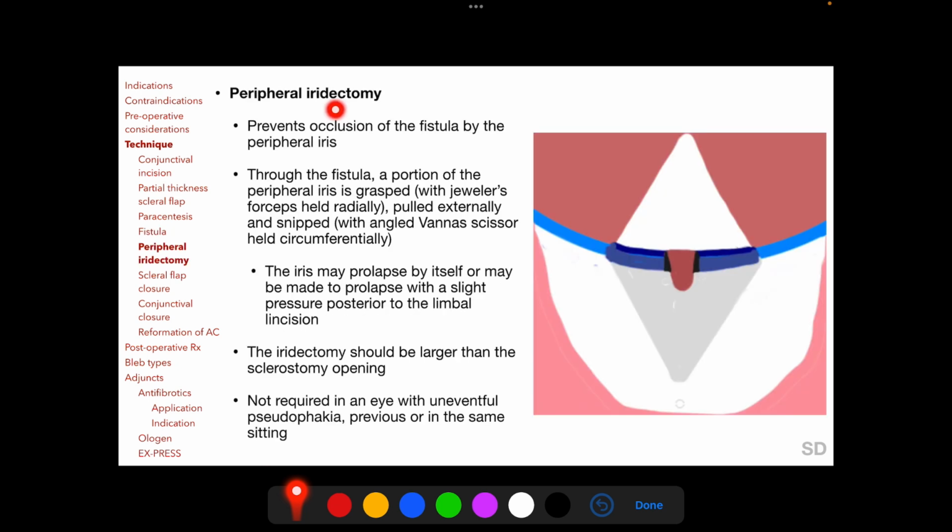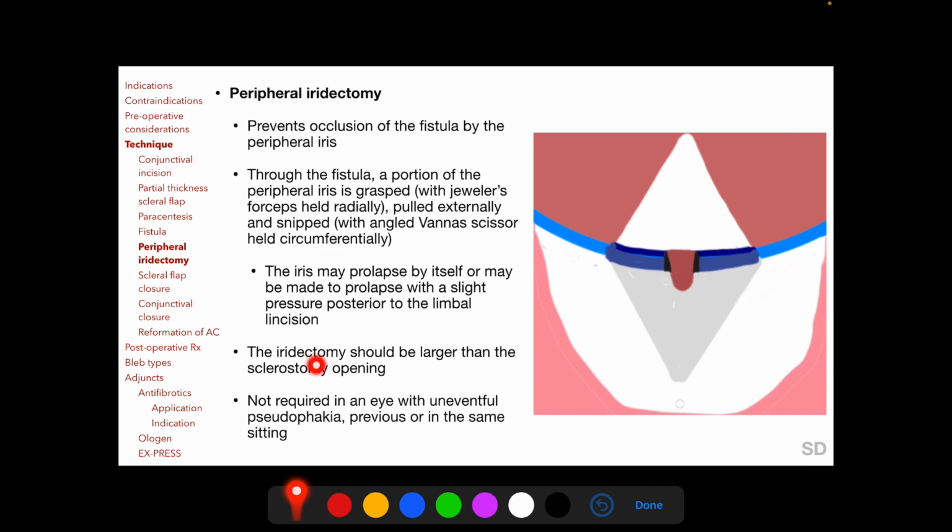Peripheral iridectomy is made following excision of the corneoscleral block, and as we have mentioned earlier, this iridectomy prevents occlusion of the internal ostium of the fistula by the peripheral iris. To make the peripheral iridectomy through the fistula, a portion of the peripheral iris is grasped with a forceps held radially, the iris pulled out externally and then snipped with angled Vannas scissors held circumferentially.